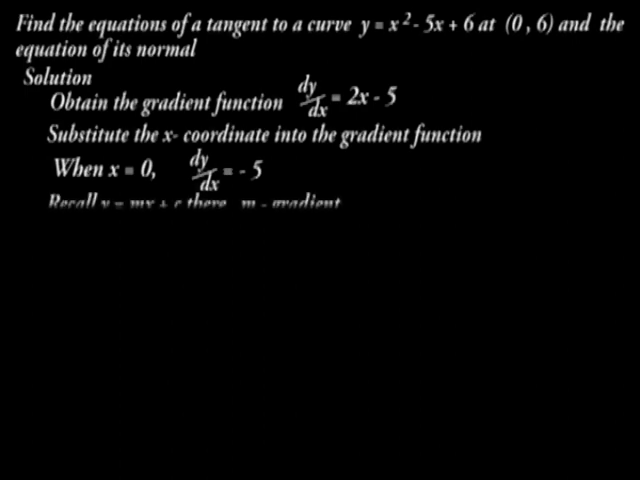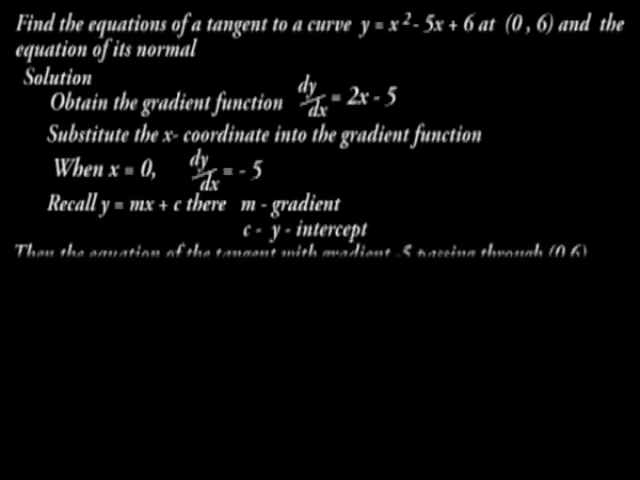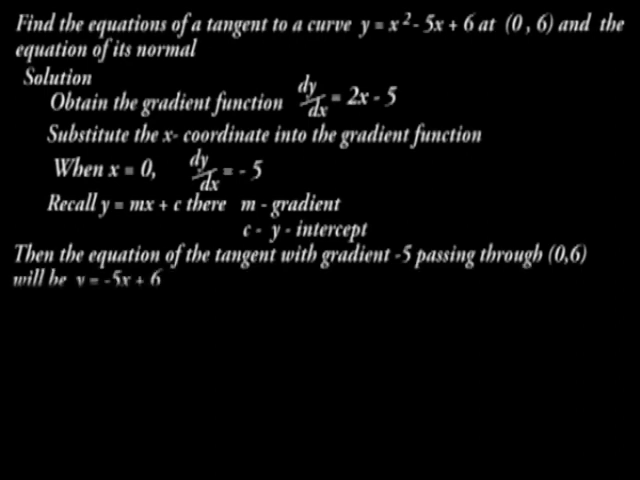Recall that the equation of a straight line is given by y is equal to mx plus c, where m is the gradient and c is the y-intercept. Then the equation of the tangent with gradient negative 5 passing through (0, 6) will be y is equal to minus 5x plus 6.